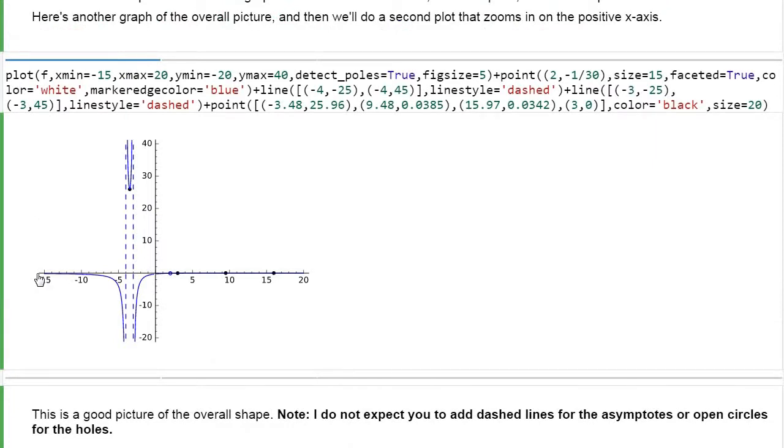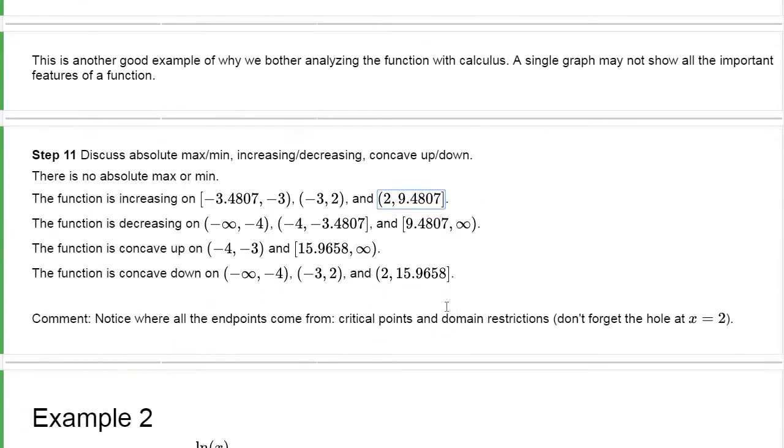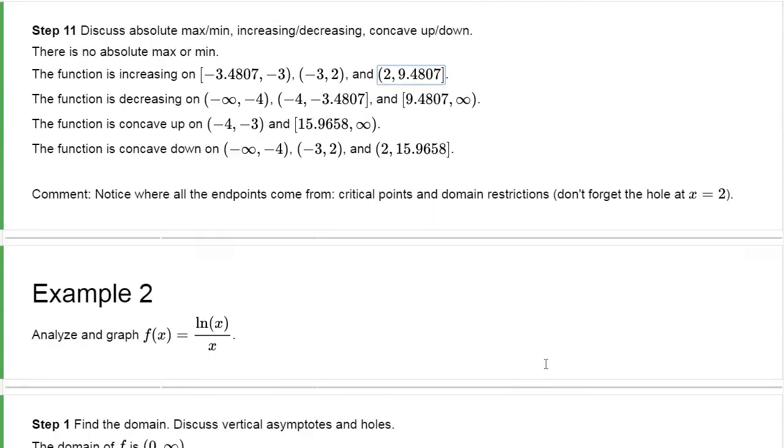Concave down, negative infinity to -4. Concave up from -4 to -3. Concave down from -3 until the hole at 2. From 2 until roughly 16, concave down. From 16 to infinity, concave up. Okay, that's what we see here.